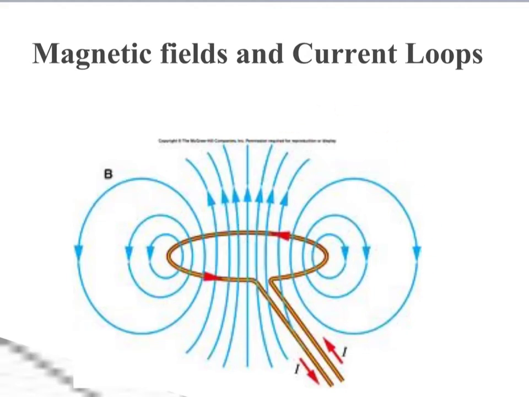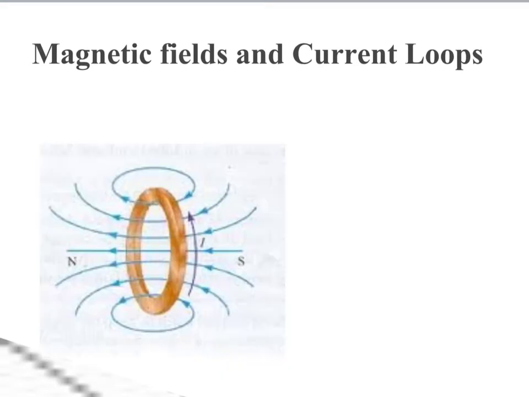Now, this might begin to look a little bit familiar, and I want you to think about that. If we have a loop, and this time it doesn't have anything bringing current in, you can imagine, remember, the arrows always go from north to south as they come out. So don't worry about the inside. This arrow comes out and goes around to the south, and this one comes out and goes around to the south. This one comes out of the north and goes around to the south. So this begins to look like a bar magnet.